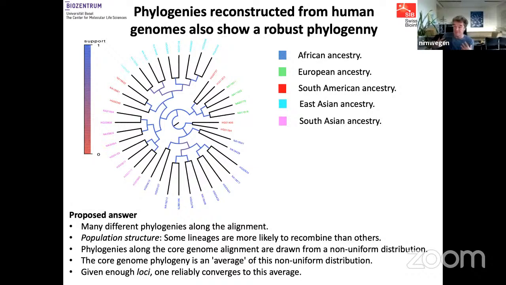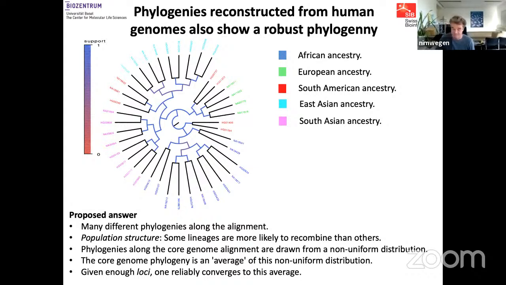But we also know that there is population structure, all right? So not any two humans are equally likely to recombine. Some lineages are more likely to recombine than others. And that means that these phylogenies that occur along the alignment are not uniform random. Okay, so recombination is not just noise. Recombination has its own structure. And so what the core genome phylogeny represents is essentially an average of this distribution of phylogenies along the genome. And the fact that it becomes highly robust is just because if you average over enough loci, your average becomes very robust.